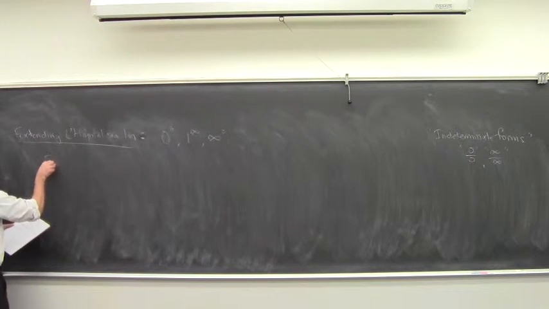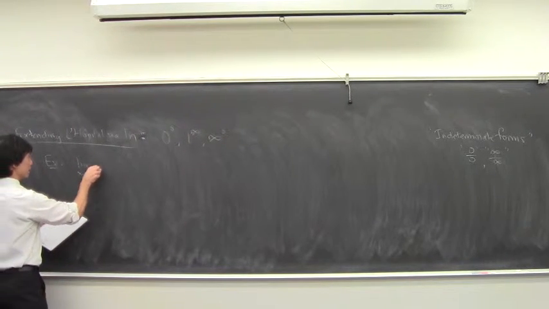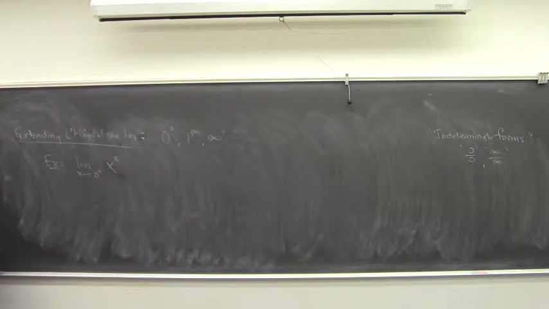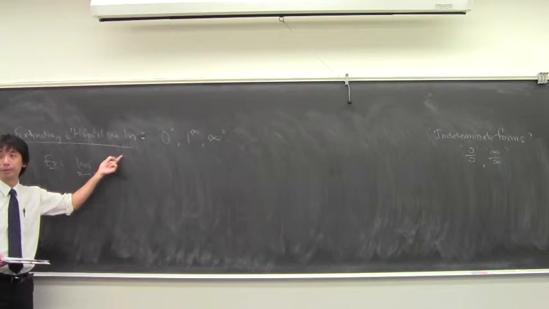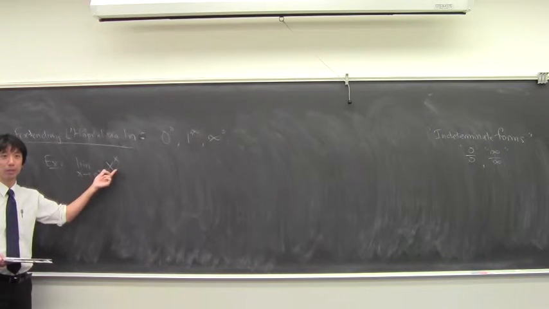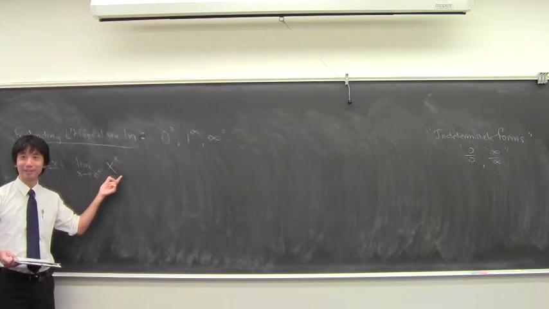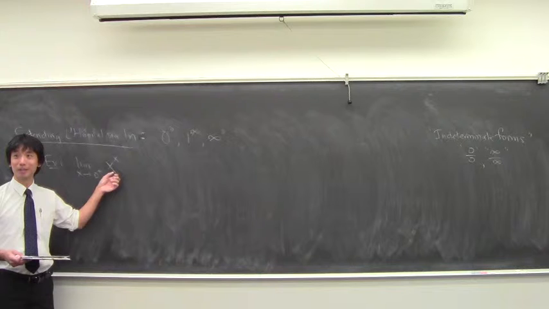So here's an example of a 0 to 0 form. The limit as x goes to 0 from the positive side of x to the x. The base is going to 0, the power is going to 0. What do you think happens? It goes to 1? Why do you think so? Because anything to the 0 is 1.